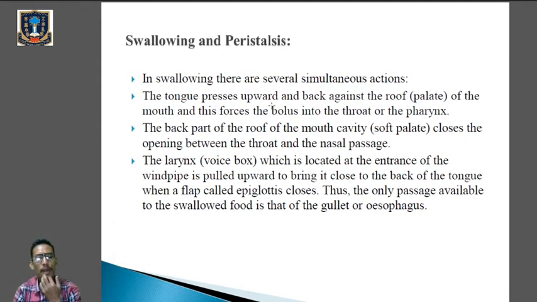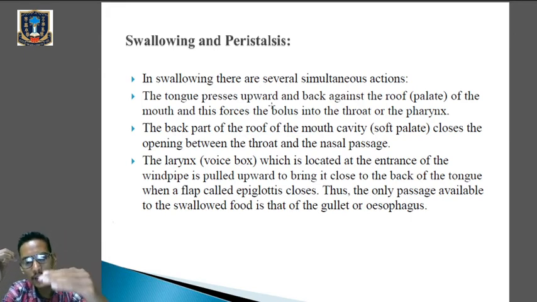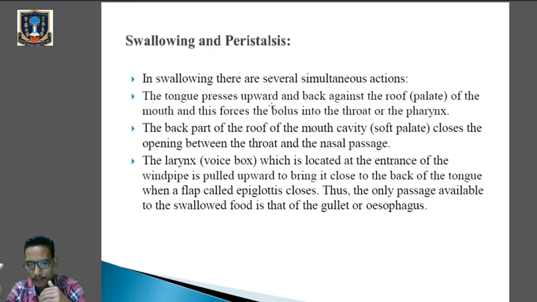Okay, then the back part of the roof, which is called the soft palate, also the back part of the mouth cavity, closes the opening between the throat and the nasal passage. That means this will prevent the entering of food into the nasal passage. So the soft palate will close the opening between the throat and the nasal passage, so that it will prevent the entry of food particles into the nasal passage.